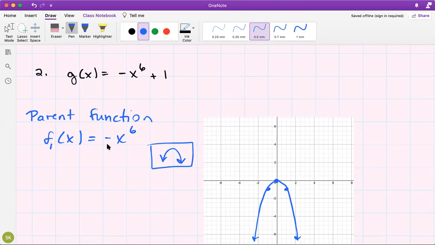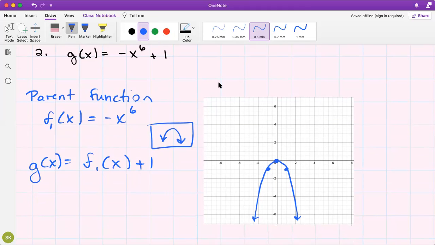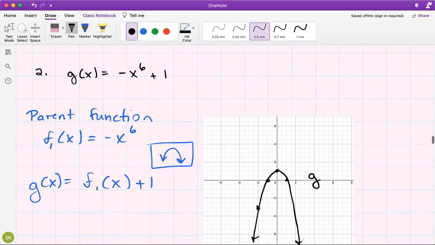Well, to go from here to what we want, g of x is equal to taking this function f1 of x and adding 1 to the outside, which just means we shift this graph up by 1 unit. So let's put this one in black and then draw like this. And then erase this parent function. So the graph of g looks something like that. It's probably a little bit skinnier, but that's the overall shape.